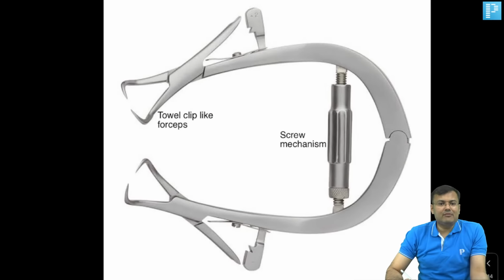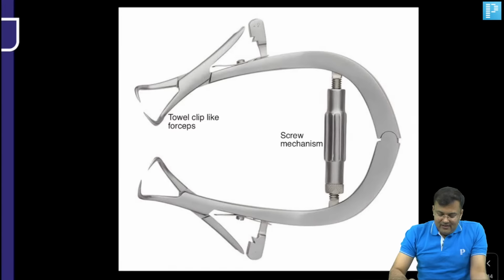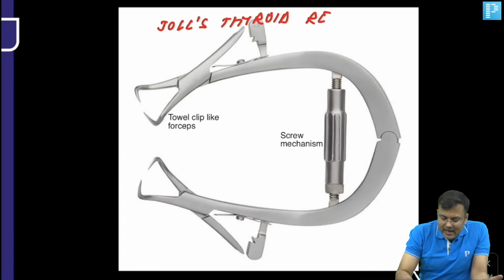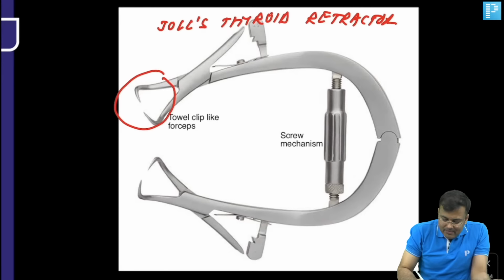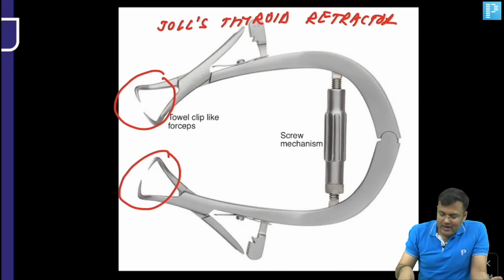Next, guys, see this one, easiest. Tell me where we are using it. Jawl's, very good. Tanya, very good. This is Jawl's thyroid retractor. Actually, it is a self-retaining retractor. After incision, you are going to apply these towel clip-like forceps so that it opens the incision. It is for superior and inferior flap. So this is Jawl's thyroid retractor.